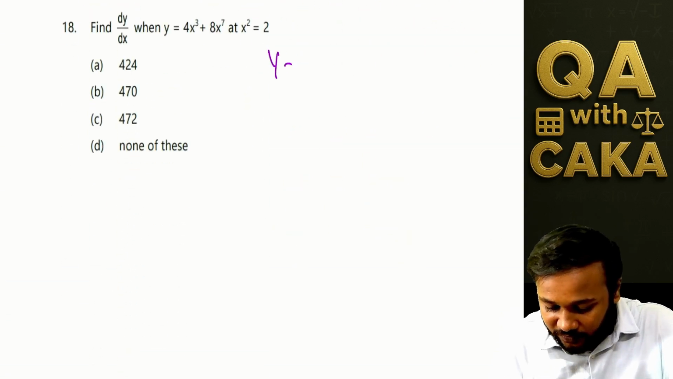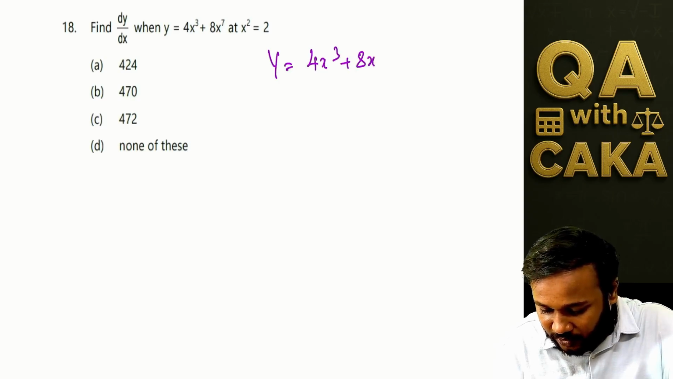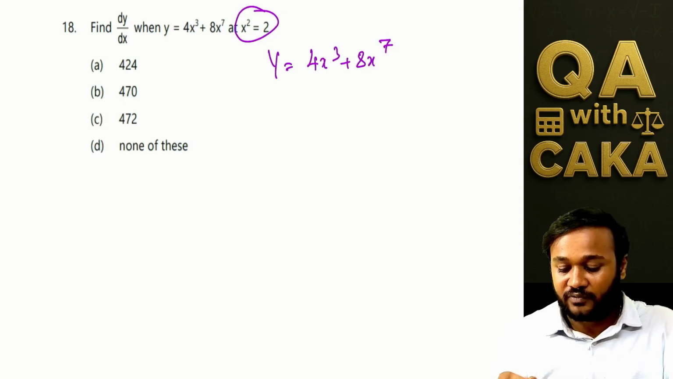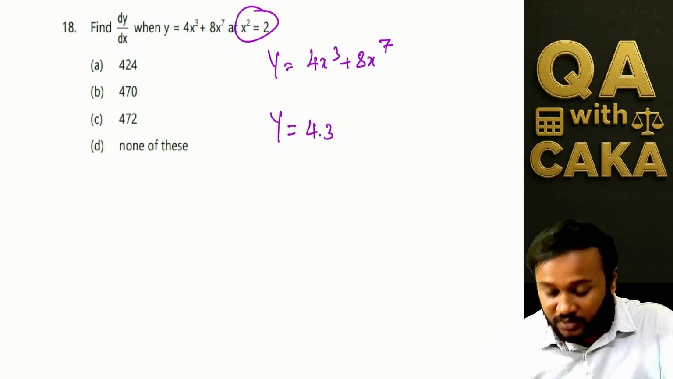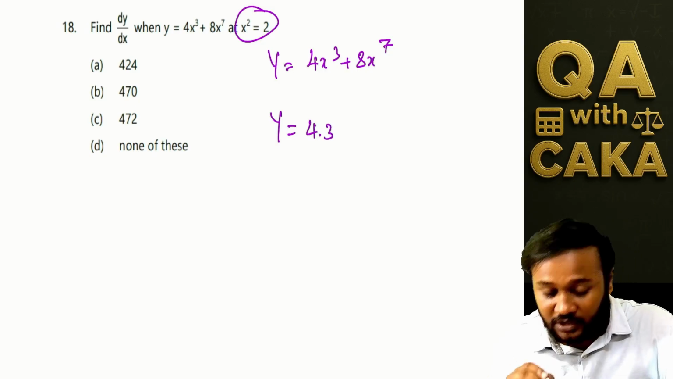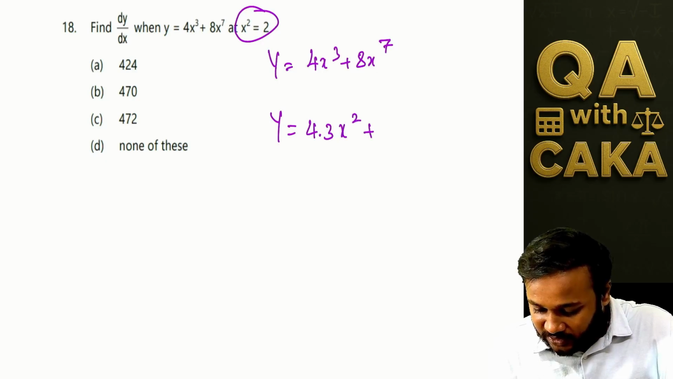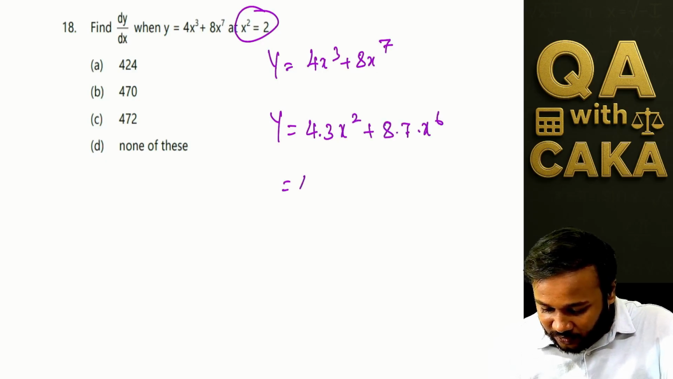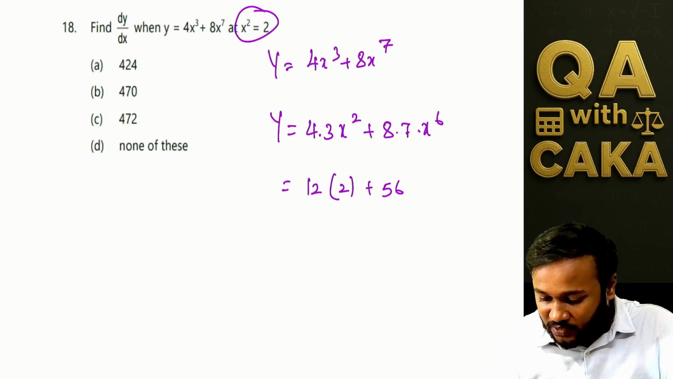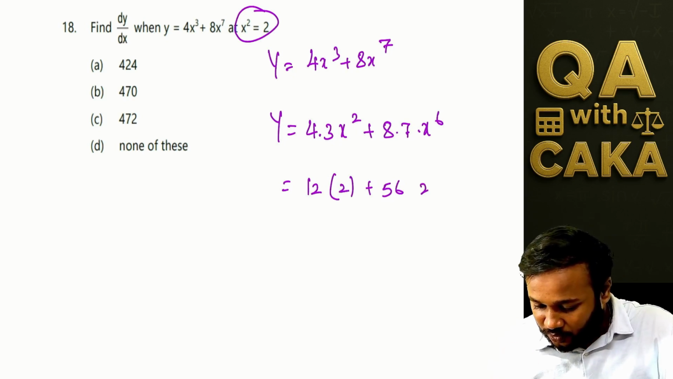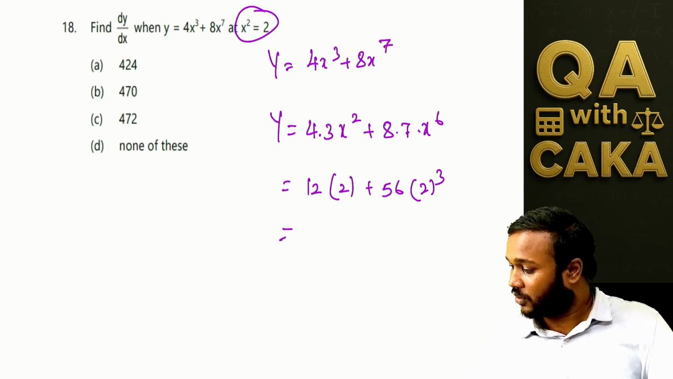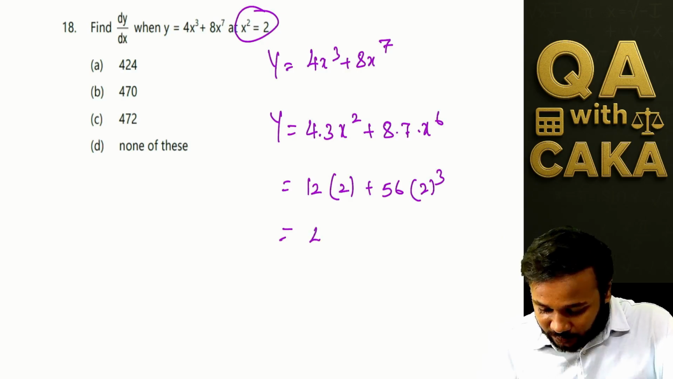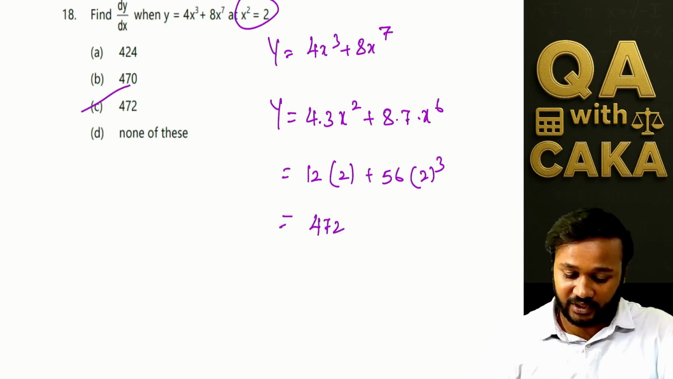Next, 18th question. dy/dx, given y = 4x³ + 8x⁷, where x² is equal to 2. So we need to differentiate in such a way that it changes to x². 4 into, just now we learned n into x power n - 1. So this will be 4 times 3 x² plus 8 into 7 into x⁶. So 4 times 3 is 12. x² is nothing but 2, plus 8 times 7 is 56. So x⁶ can be written as (x²) whole cube, so 2³. If you solve this further, 8 into 56 plus 24, 472. Your answer is 472. Option C is the right answer.